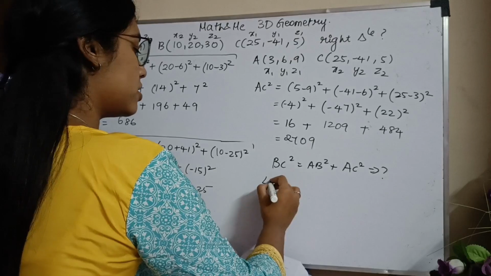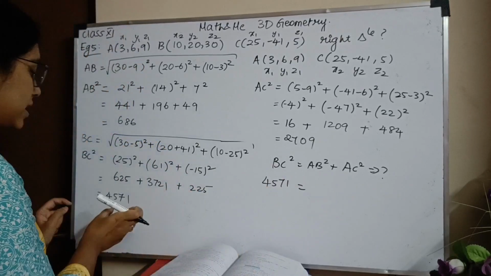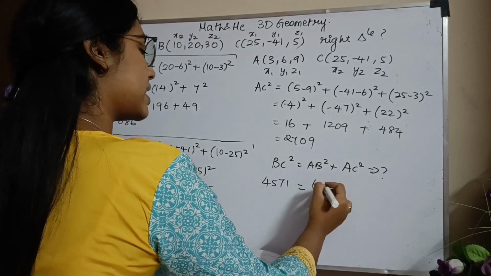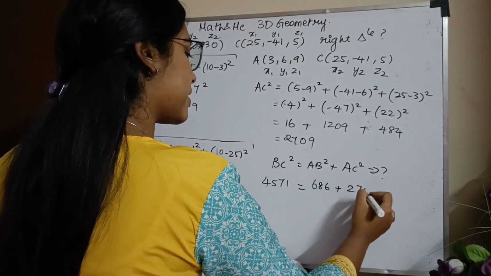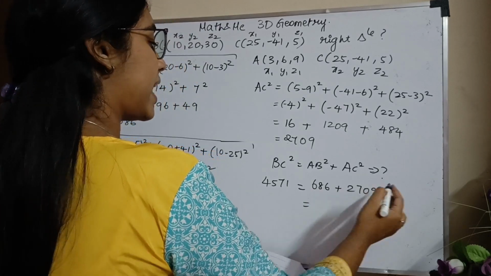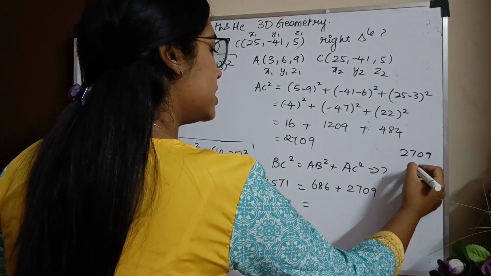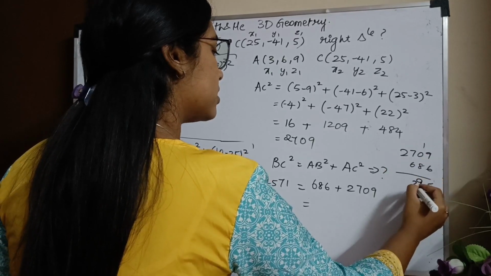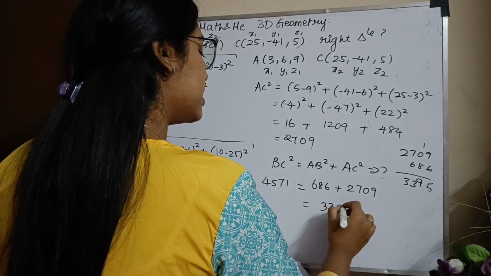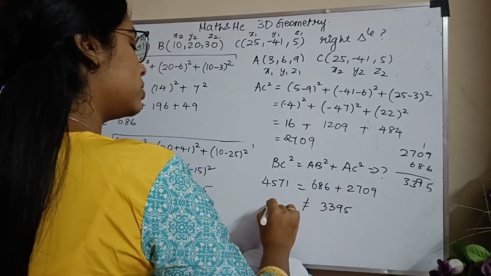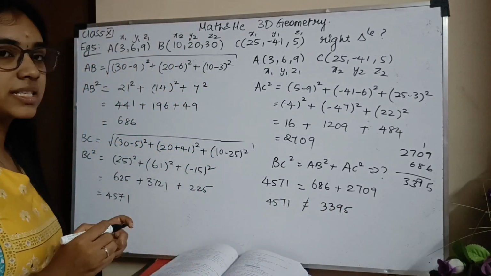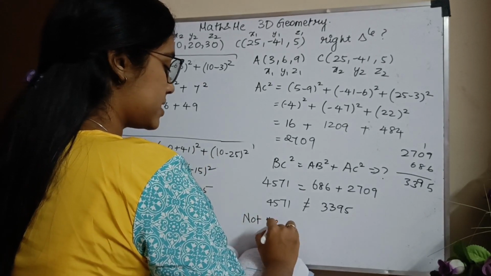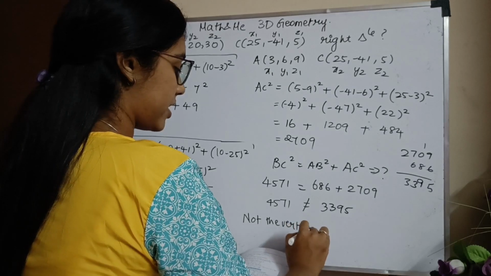What is BC square? 4571, because this is the largest number. Then the other two are the smaller ones. So AB square is 686 plus AC square is 2709. What do I get when I add these two? 2709 plus 686: 9 plus 6 is 15, 1, 9, 13, 3. So I get 3395, which is not equal to 4571. So the given points are not the vertices of a right triangle.